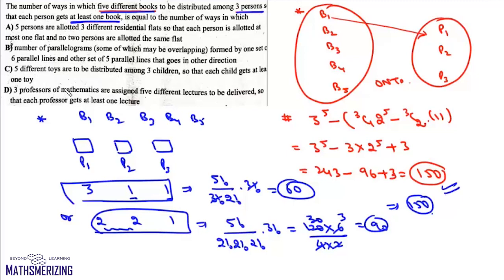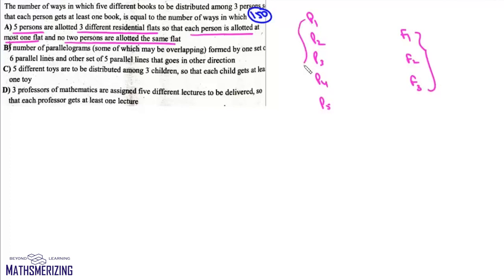Now we look at all these 4 options. Now this first option is 5 persons are allotted 3 different residential flats so that each person is allotted at most 1 flat and no 2 persons are allotted the same flat. So here we have 5 persons, P1, P2, P3, P4 and P5, and we have 3 flats, F1, F2 and F3. Now each person is allotted at most 1 flat and no 2 persons are allotted the same flat. So these 3 flats will be allocated to any of these 3 people.